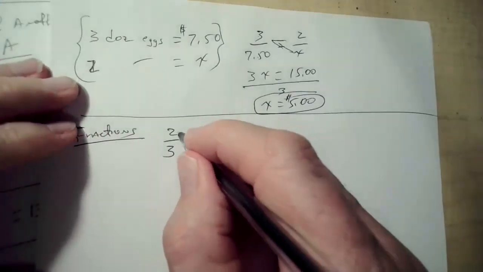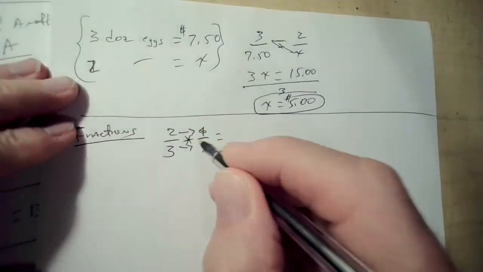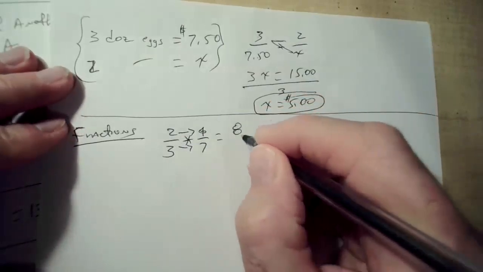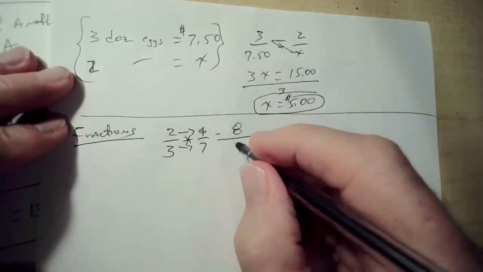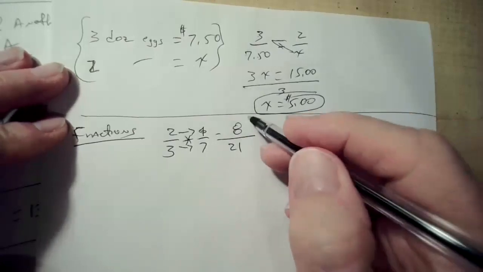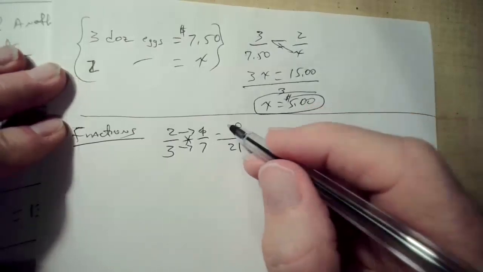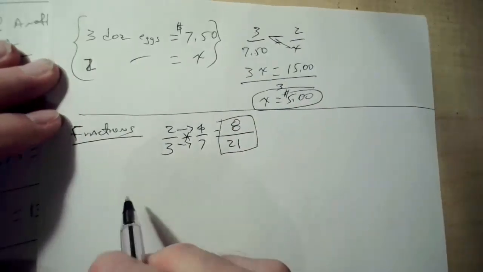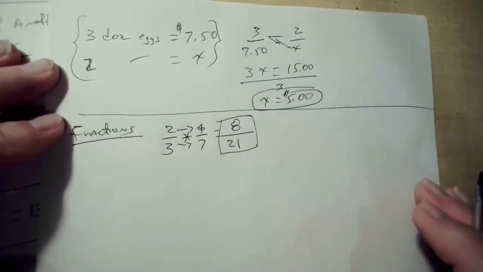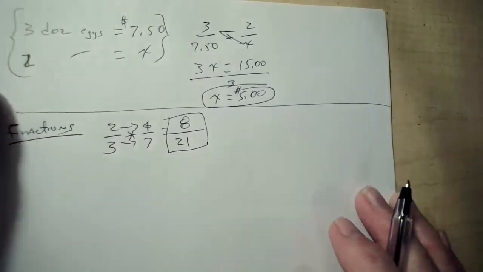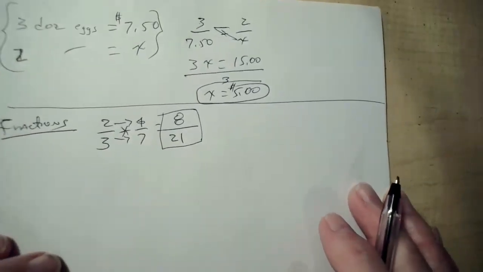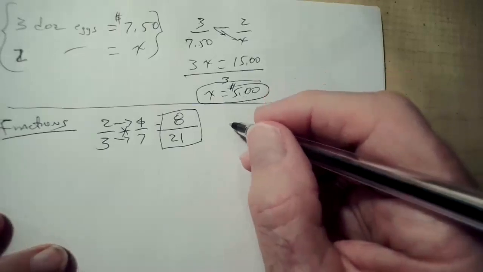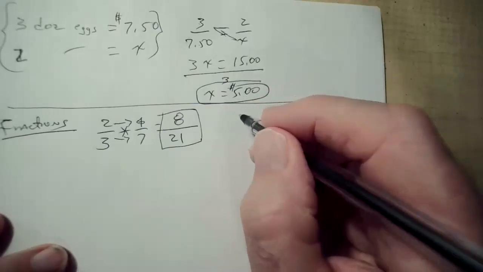Multiplying fractions is very, very simple. Just multiply straight across. 2 times 4 is 8. And 3 times 7 is 21. Can we reduce this? No. So that's the answer. When you're multiplying fractions, again, it's the simplest thing you can do. You don't have to have a common denominator like you do with adding and subtracting.